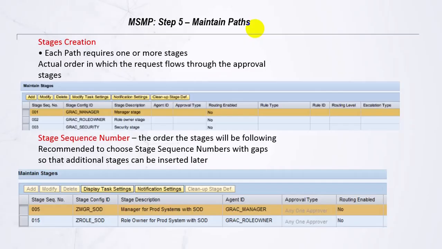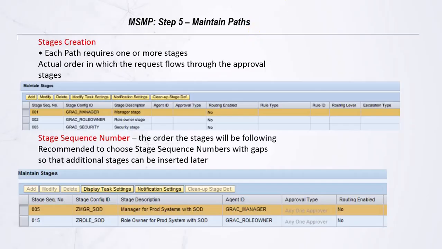Then in case of any SODs or any condition, we will route for the SOD approval, or if we don't require any SOD checking, then we will create only two stages, manager and role owner. So first we will design the complete workflow. That is what we will do next.